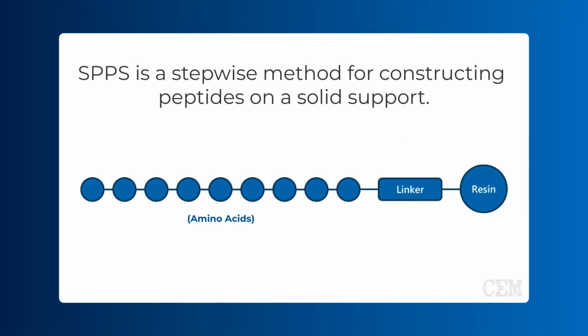Solid Phase Peptide Synthesis, or SPPS, is a stepwise method for constructing peptides directly on an insoluble support. The process begins with anchoring the first amino acid to resin through a special linker. Then, the peptide chain is extended one amino acid at a time through repeated cycles of deprotection and coupling, until the desired sequence is complete. Finally, the peptide is cleaved from the resin, side chain protections are removed, and the crude peptide is purified.